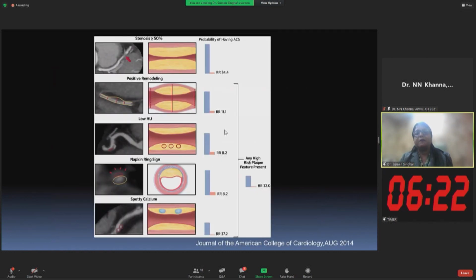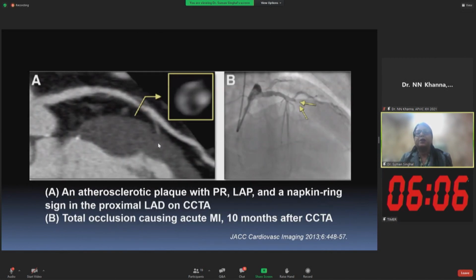Now, whenever you get any plaque feature, the relative risk increases to 32. And each feature also has a different relative risk, which can be seen in this JACC article of 2014. This is the image taken from JACC Imaging 2013, where they showed the importance of diagnosing these vulnerable plaques. This patient had undergone a CT before, and he had features of vulnerable plaque in his LAD, and he did not get anything done later.